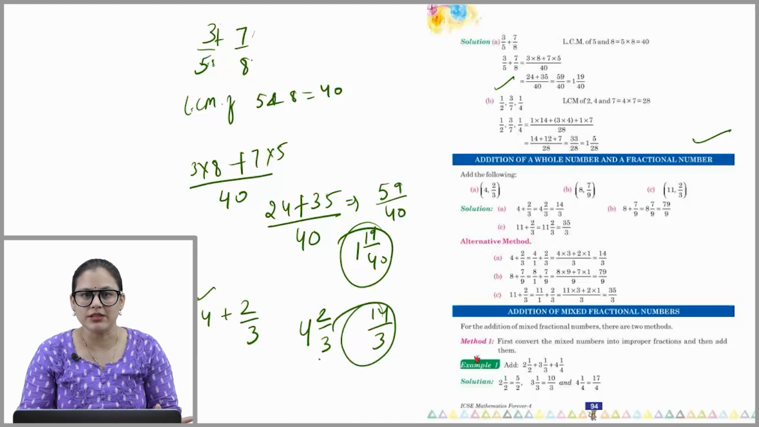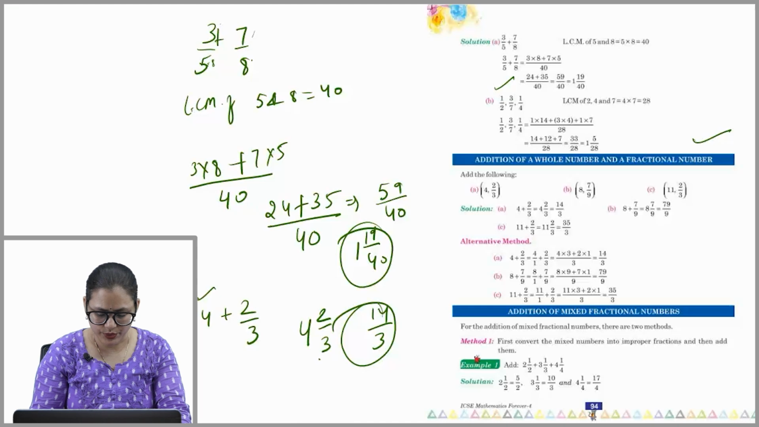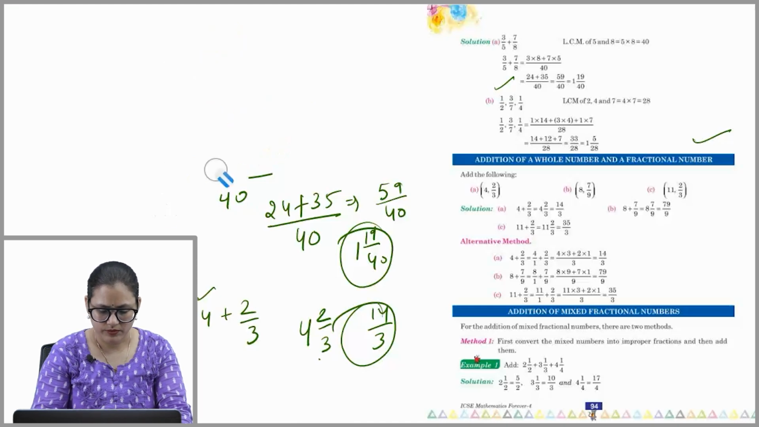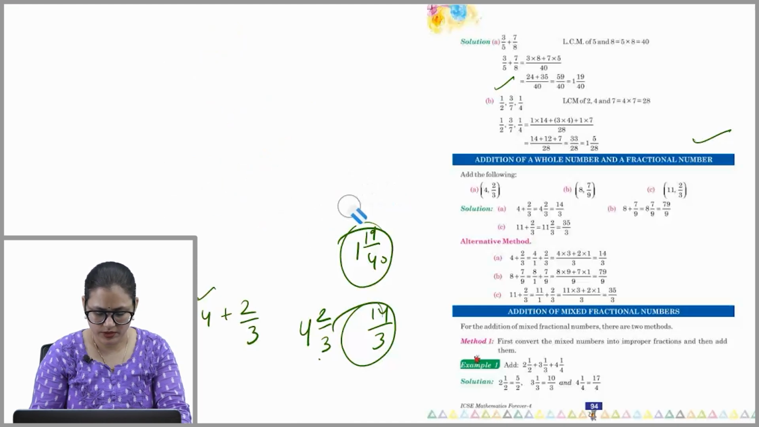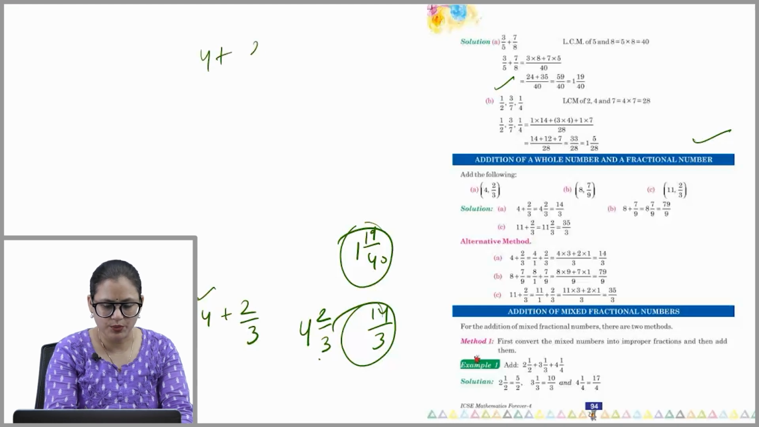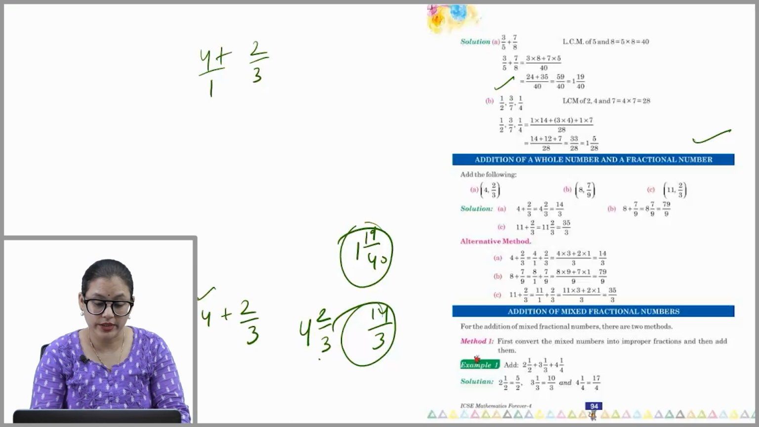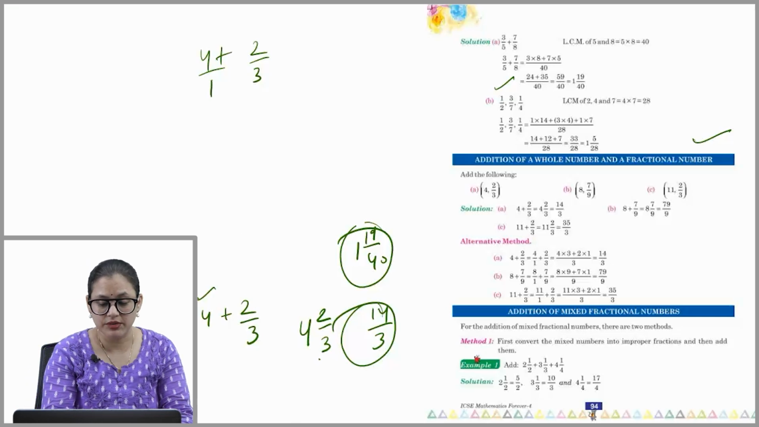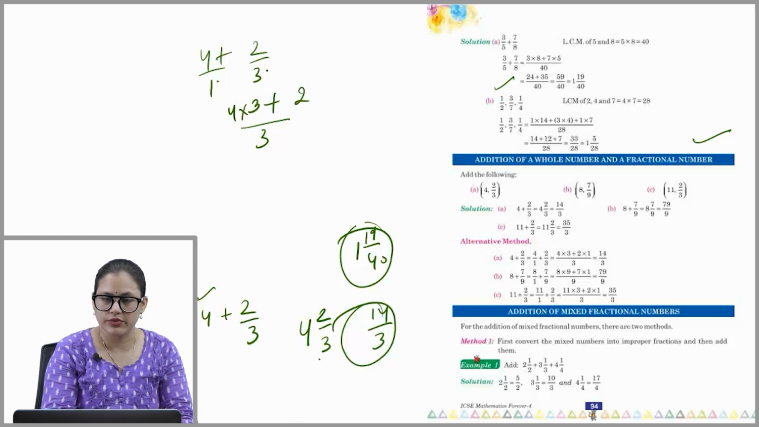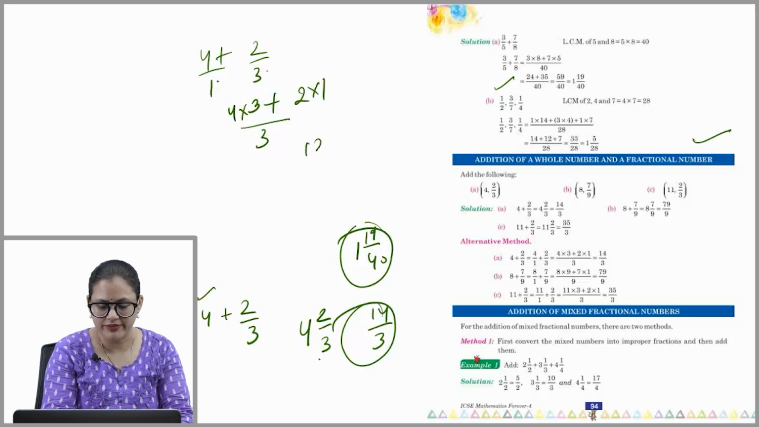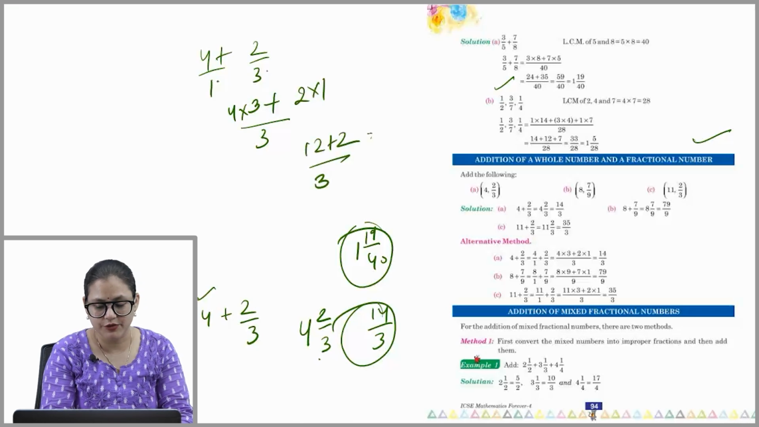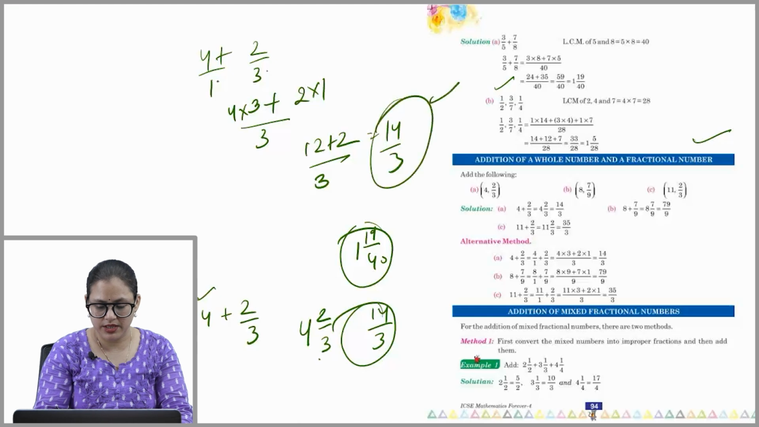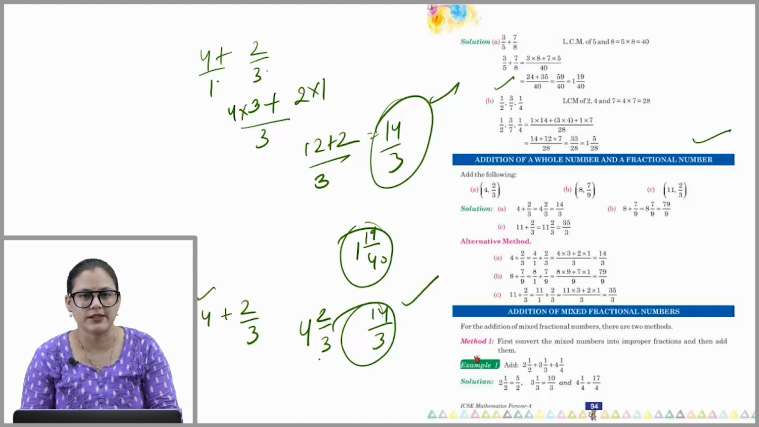Or an alternative method is also there. What will you do in this case? See, 4 plus 2 by 3. Now you will write here 1. Now take the LCM. LCM of 1 and 3 is 3. To make this 3, we will multiply it by 3 and we will also multiply 4 by 3. Then the denominator 3 is already here. 4 3s are 12 plus 2 by 3. That is 14 by 3. See, the sum is the same in both the cases.